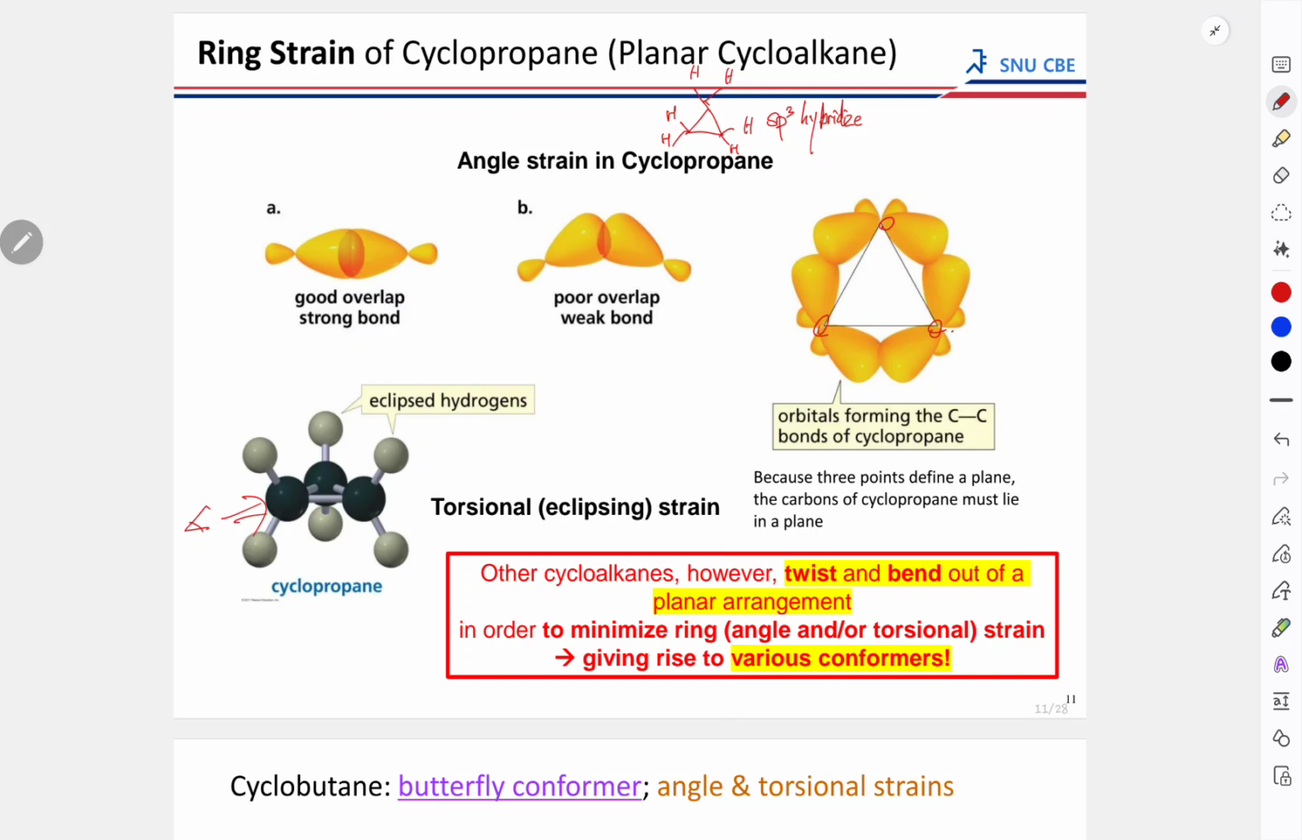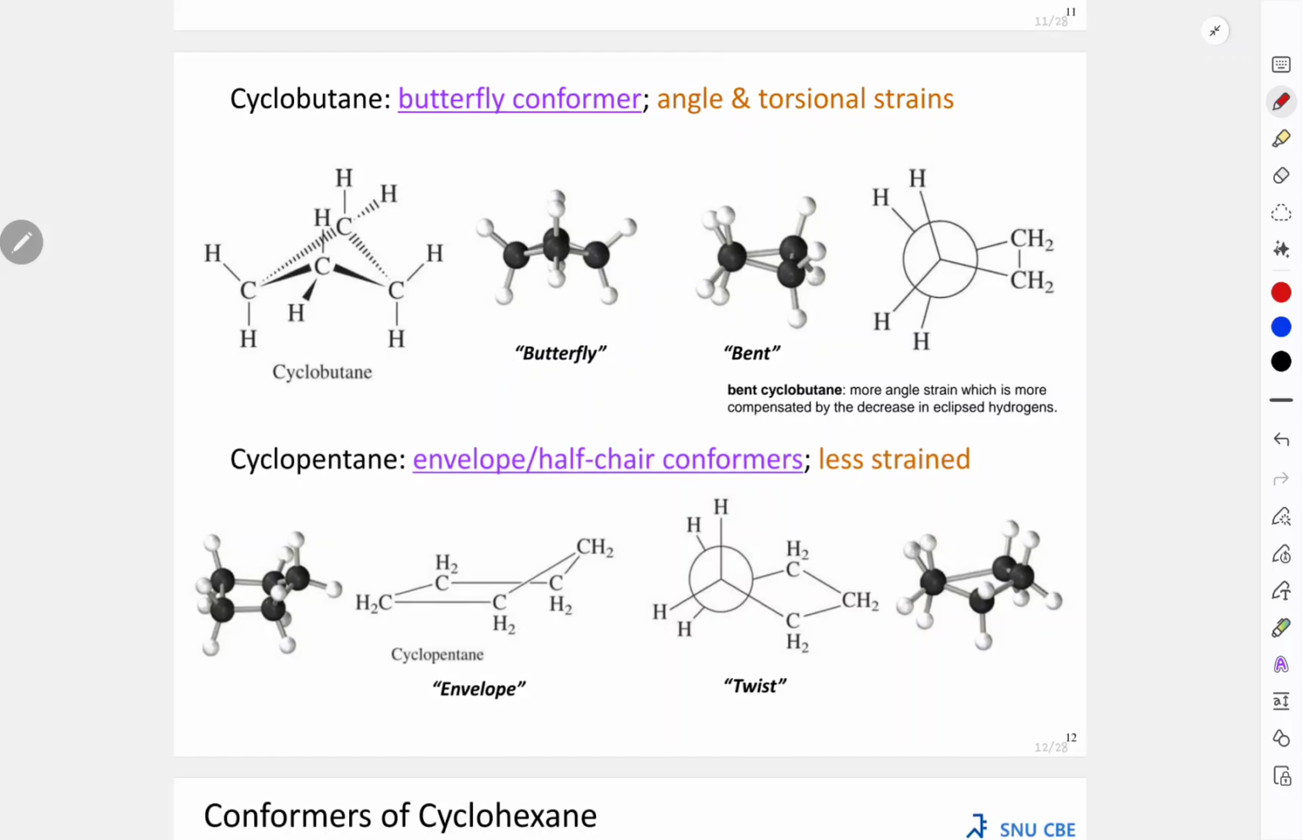On top of that, if you think about the geometry of cyclopropane, you can imagine there is an eclipsing interaction between this CH and CH bond, the bonding electron-wise overlap. This will give rise to the torsional strain. So from the angle strain and torsional strain, you can expect cyclopropane will have very high energy. Okay? That was the ring strain of cyclopropane.